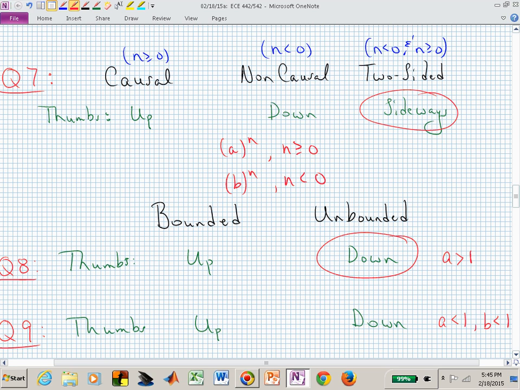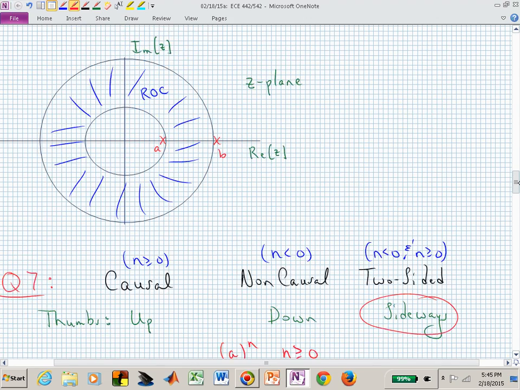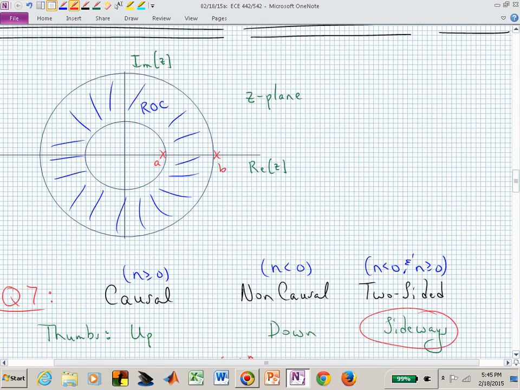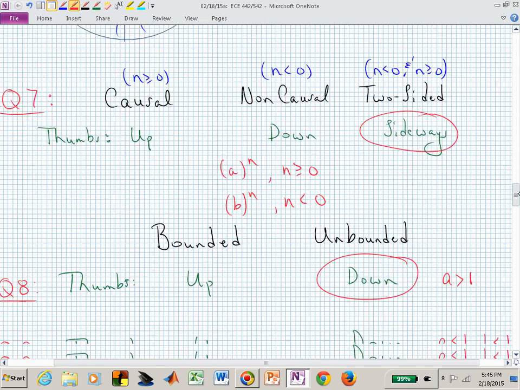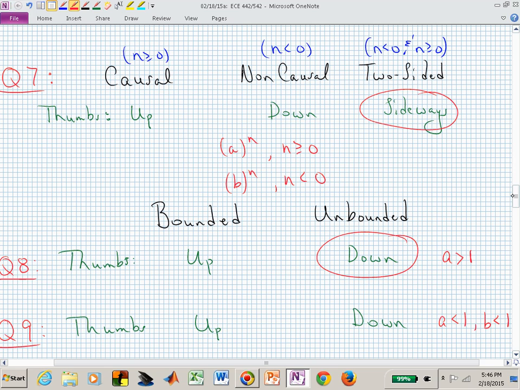And again, we have this annular region. A is less than 1, B is less than 1. 1, 2, 3. It's likewise unbounded, isn't it? Now we have something that's 1/3 or 3/4 to a negative exponent. That's going to grow with time.